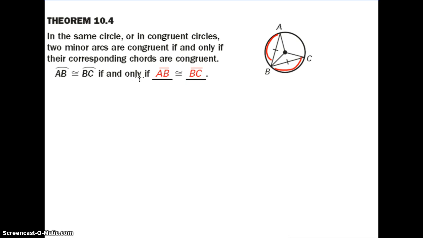Remember, if and only if statements say that I can go forwards and backwards. So if I know the arcs are the same, then the chords that make them are the same. If I know the chords that make arcs are congruent, then the two arcs must be the same.